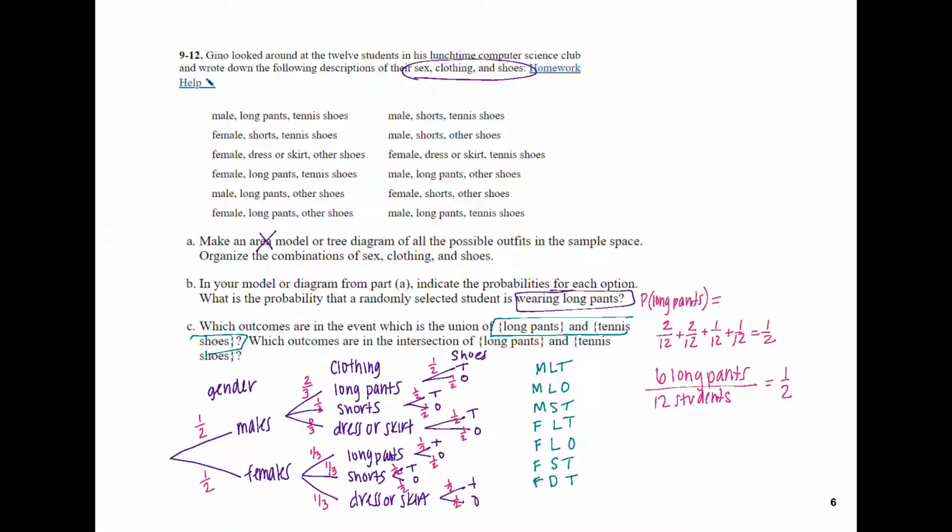When we talk about which outcomes are in the intersection of long pants and tennis shoes, that means that they have to both be wearing long pants and tennis shoes. So the only people, there is one male wearing long pants and tennis shoes, and there is one female wearing long pants and tennis shoes.